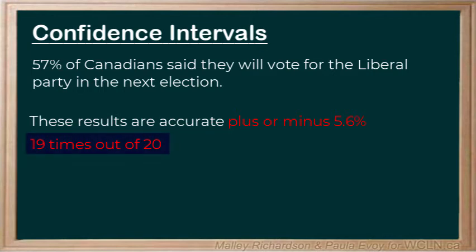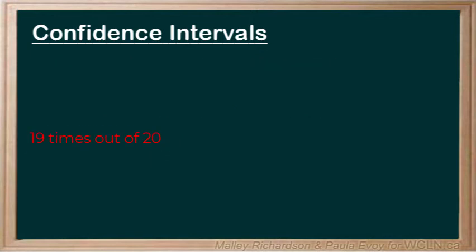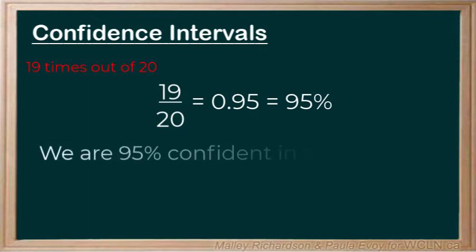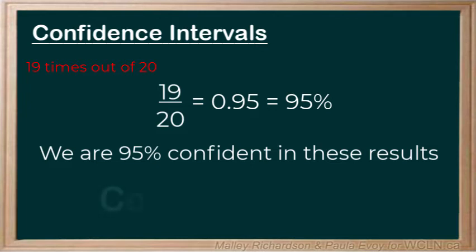Let's first look at the 19 times out of 20. Well, 19 divided by 20 is 0.95, or 95%. So when they say these results are accurate 19 times out of 20, it means they are 95% confident about these results. This is called the confidence level.